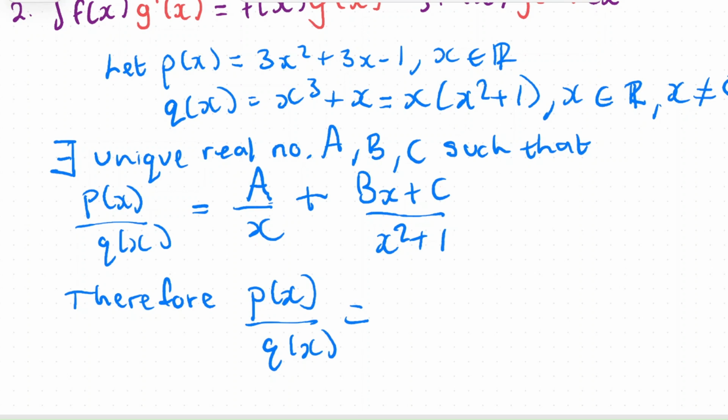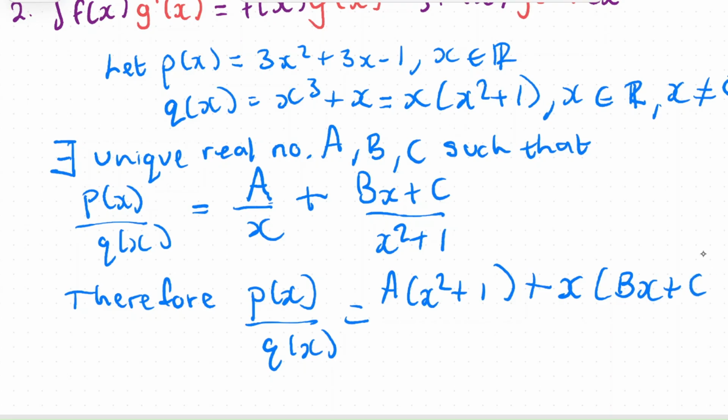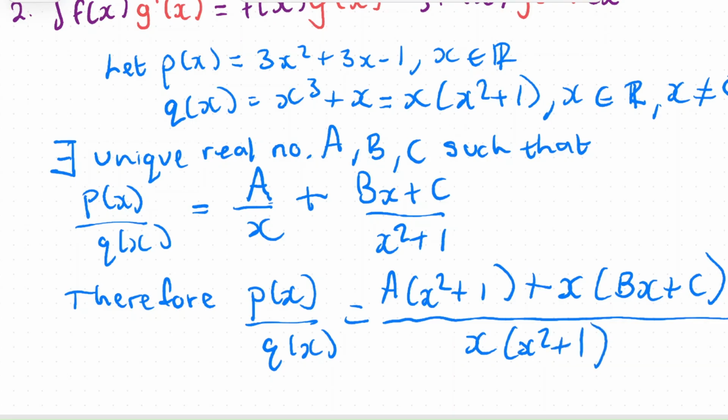And we can cross multiply by saying a times (x squared plus 1) would give us a, plus x times (bx plus c) would be able to give us x times (bx plus c), which would give us x times (x squared plus 1). Perfect.